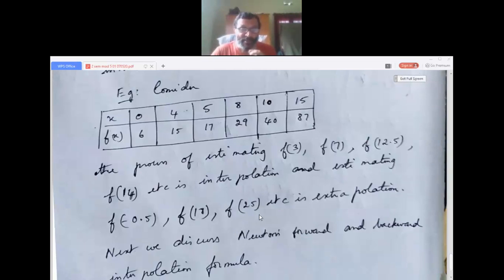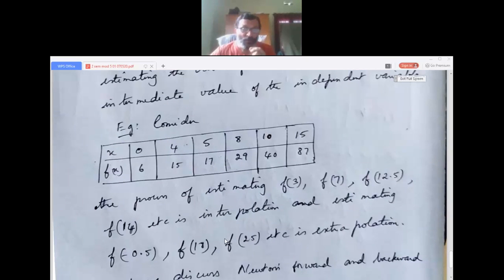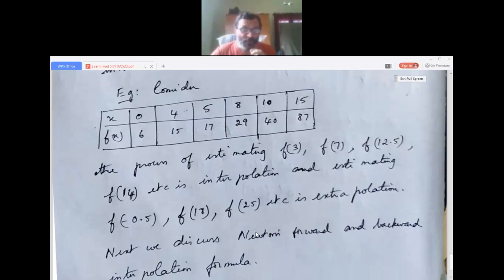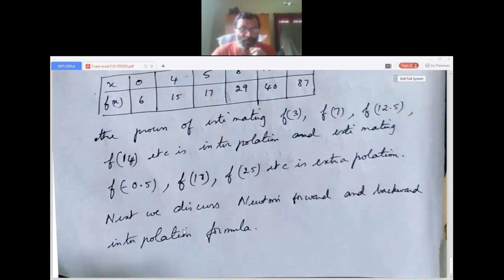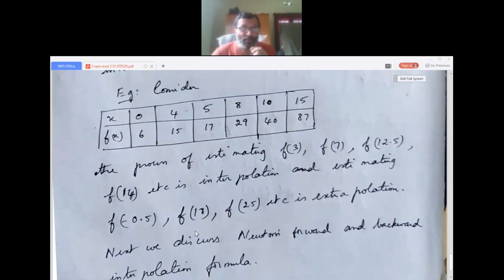And estimating, suppose you have to find f of minus 0.5, f of 18, f of 25, etc. It is called extrapolation, that is outside. Inside means it is called interpolation. So I hope you understood.